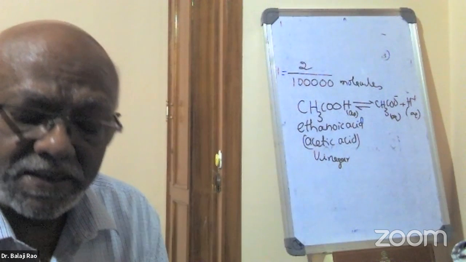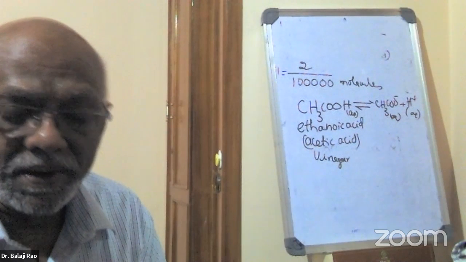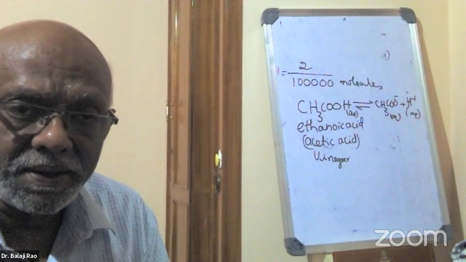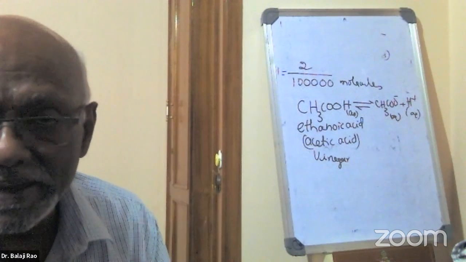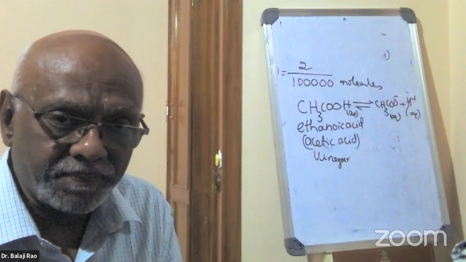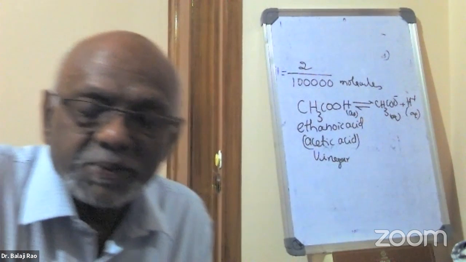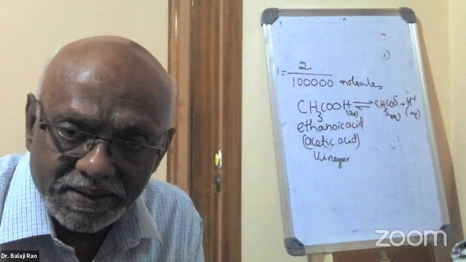Therefore, acetic acid ionizes partially in solution. Hydrochloric acid ionizes completely in solution. Therefore, hydrochloric acid is a strong acid. Acetic acid is a weak acid. So a weak acid ionizes partially, strong acid ionizes completely.